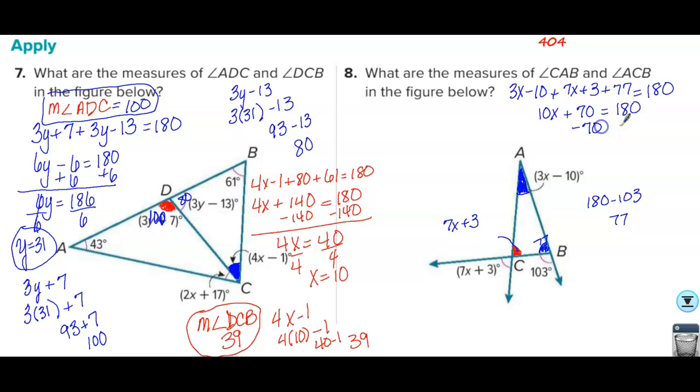Trying to get x by itself, I would subtract 70 from both sides. And that would give us 10x equals 110. And dividing both sides by 10 tells me x is 11.